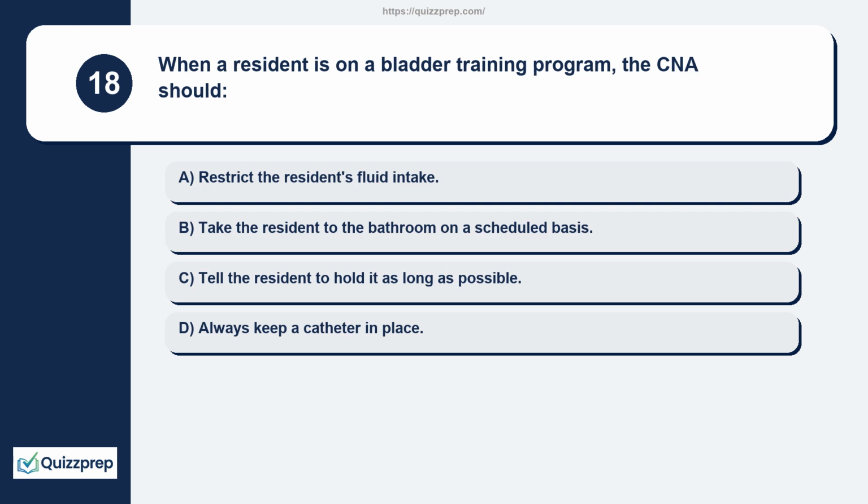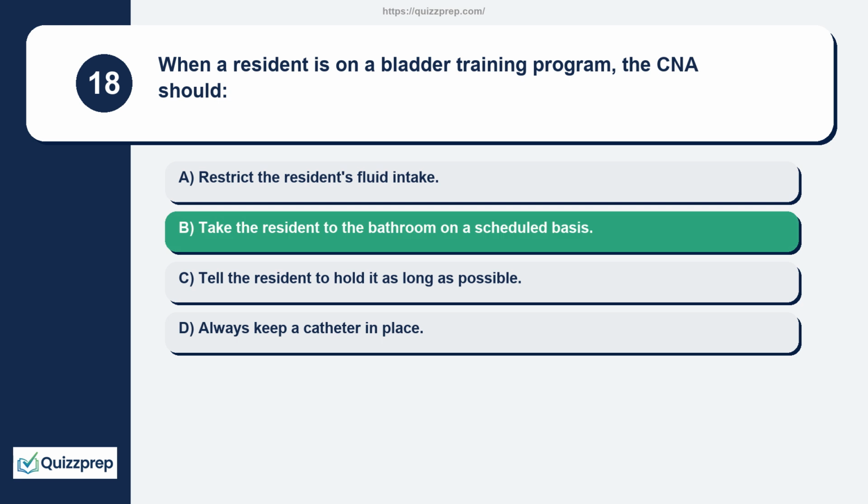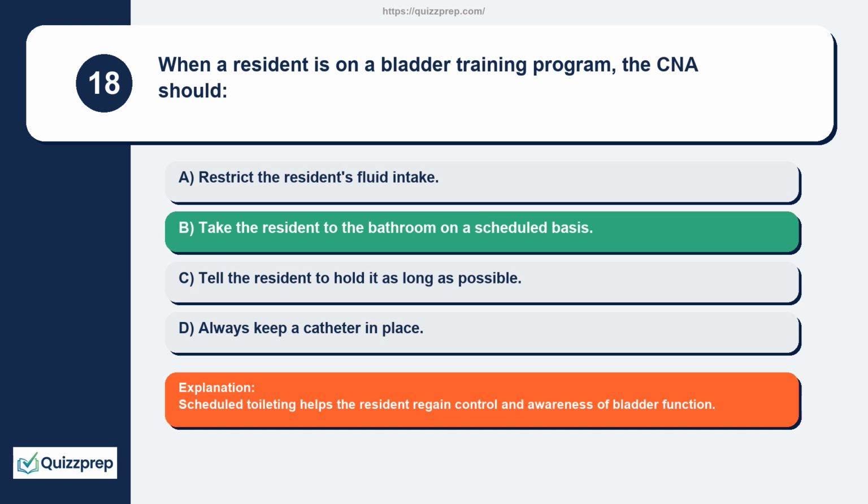Question 18. When a resident is on a bladder training program, the CNA should restrict the resident's fluid intake, take the resident to the bathroom on a scheduled basis, tell the resident to hold it as long as possible, always keep a catheter in place. Scheduled toileting helps the resident regain control and awareness of bladder function.